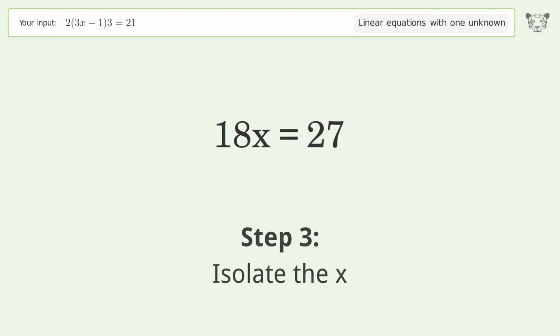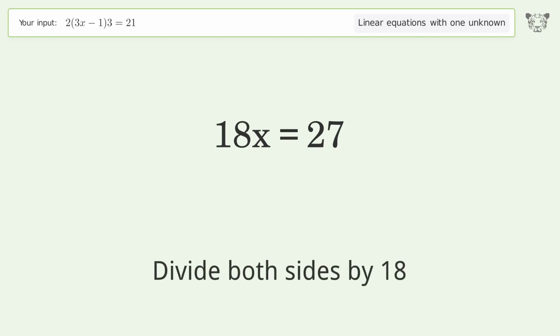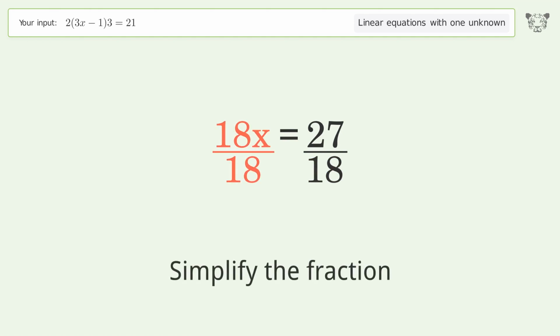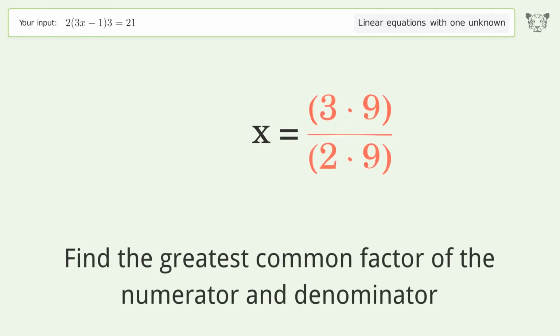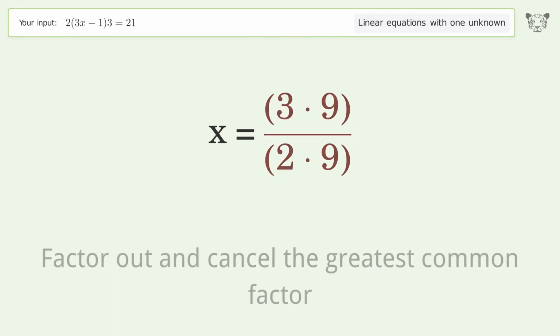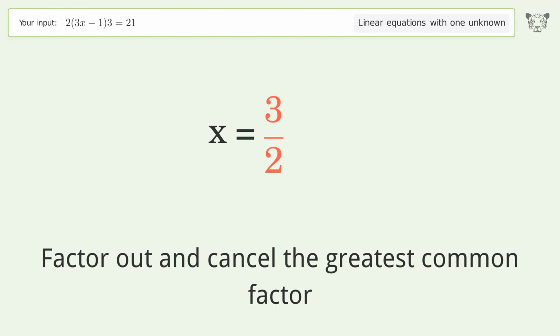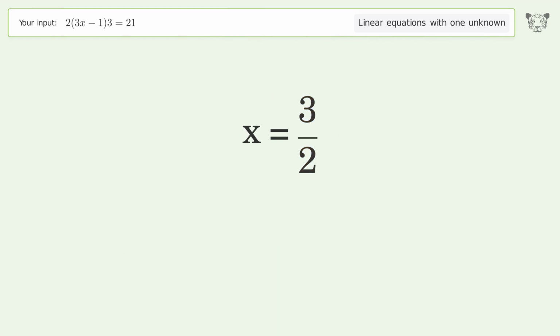Isolate the x. Divide both sides by 18. Simplify the fraction. Find the greatest common factor of the numerator and denominator. Factor out and cancel the greatest common factor. And so the final result is x equals 3/2.